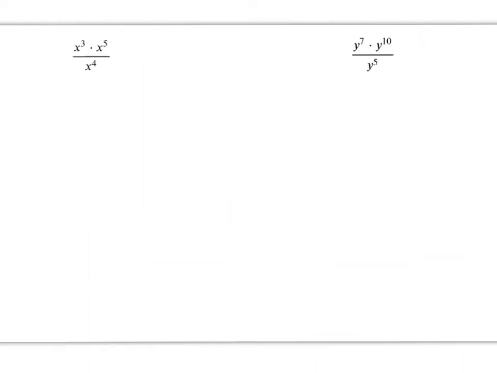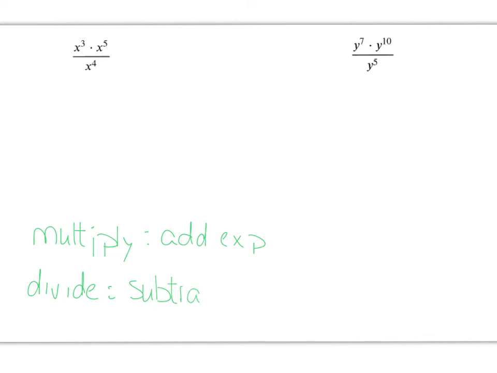All right, so what if I have both in the same problem? What if I've got multiplication and division and they all have the same base? Well, you're going to use both rules. You're just going to use them one at a time. So remember, when you multiply powers, you add the exponents. And when you divide powers, you subtract the exponents. So we're going to do one at a time, okay?